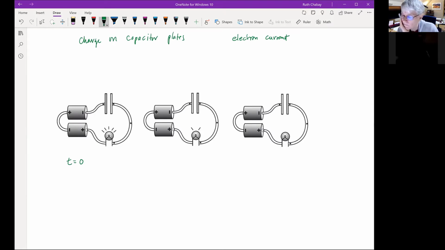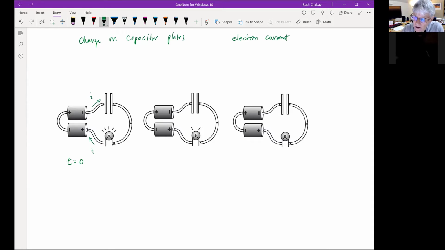Now there seem to be two possible things that could happen. So we would definitely have electrons flowing out of the negative plate of the battery. So this is electron current and electrons flowing that way in the circuit.